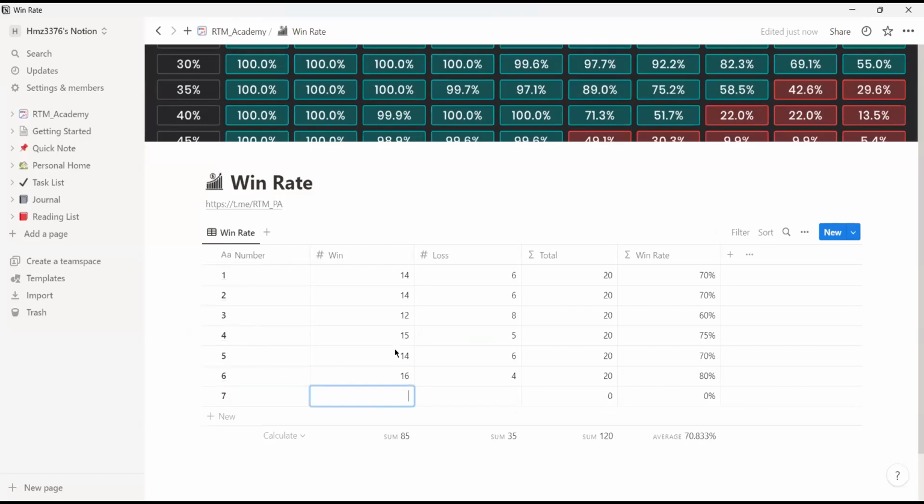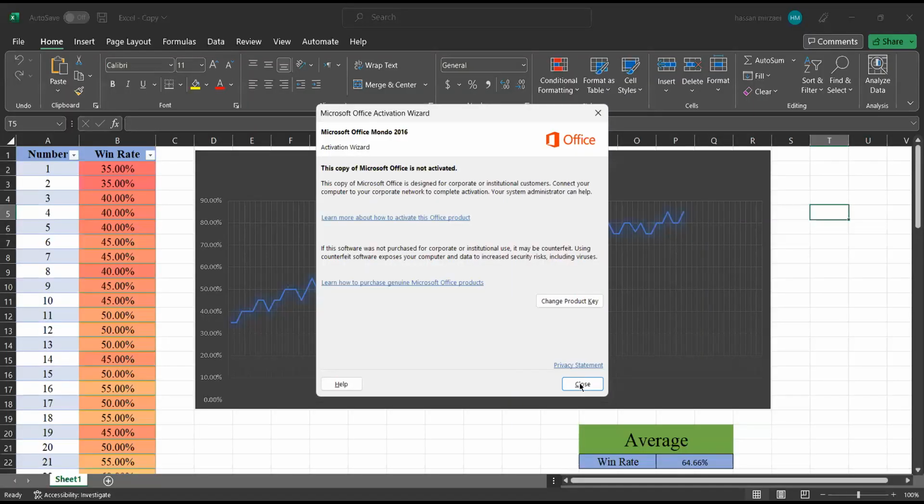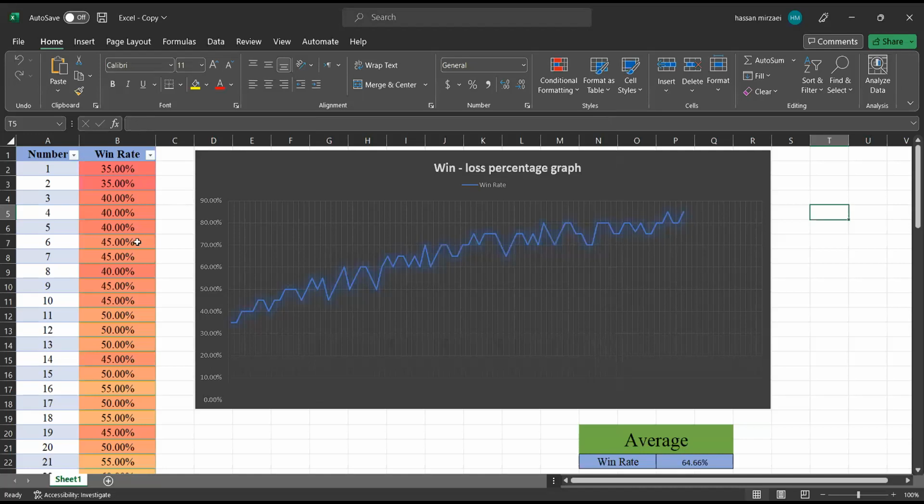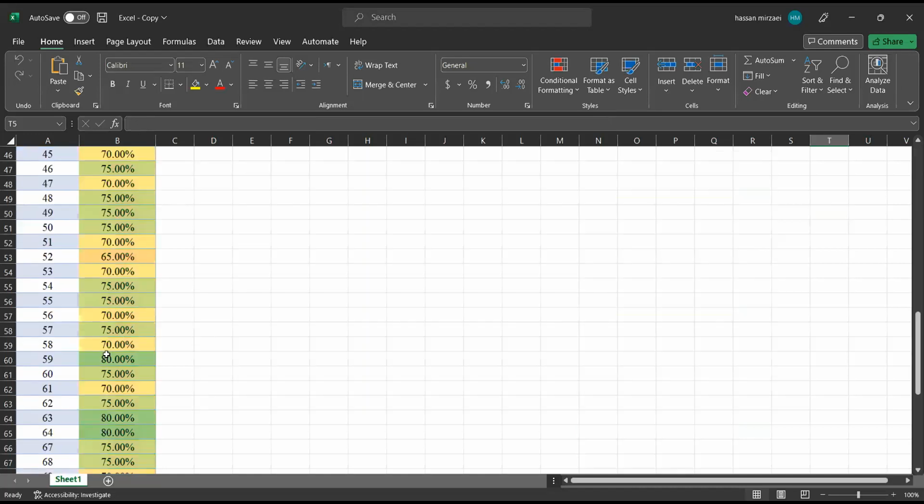For example, we have 15 wins and 5 losses, and from the 20 total trades, we have a 75% win rate. And after all, let me share this Excel for you. After all, you should record your backtest results and win rate right here.